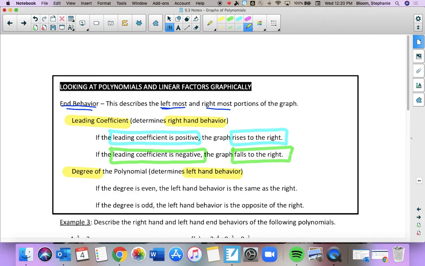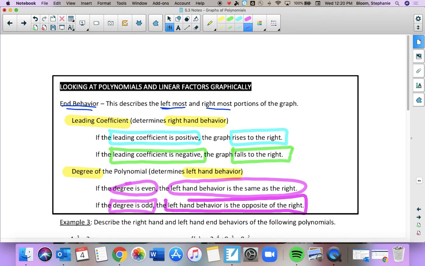So here's how it works. If your degree is even, so that means it has a highest exponent of 2 or 4 or 6 and so on, then your left-hand behavior is the same as your right side. They will match. So if my right side rises, meaning going up, then my left side will rise. If my right side falls, my left side will fall. If the degree is odd, so if it's a degree of 1, 3, 5, so on, then my left hand will do the opposite of the right.